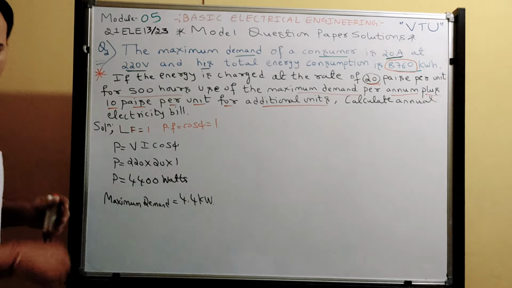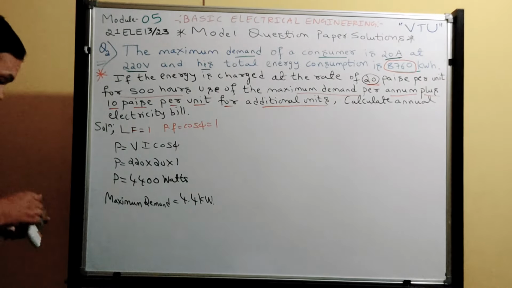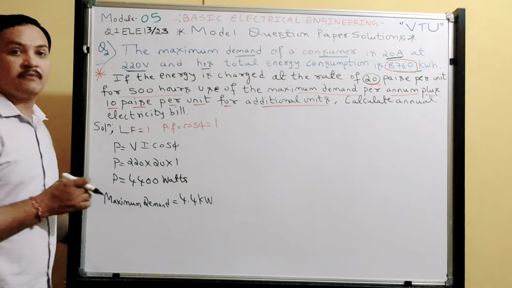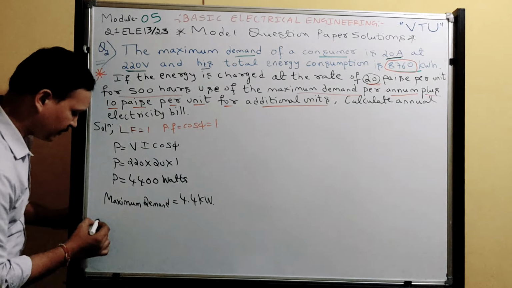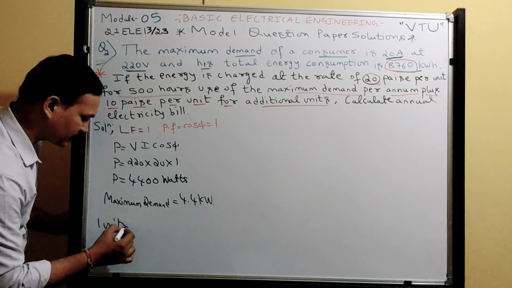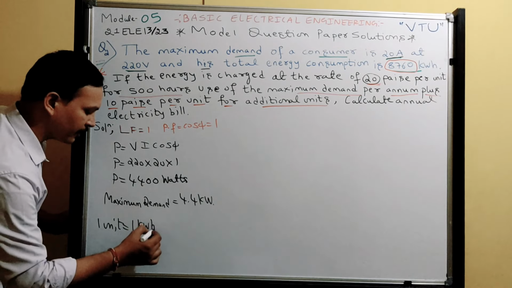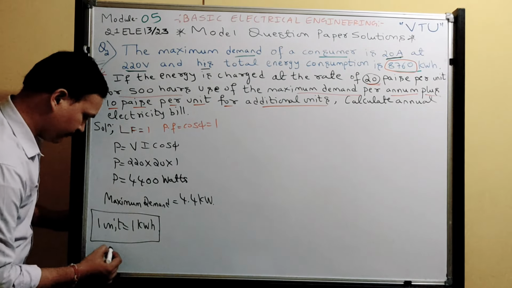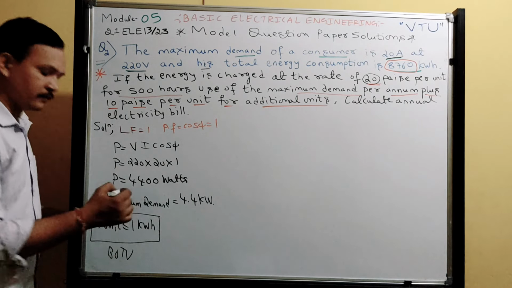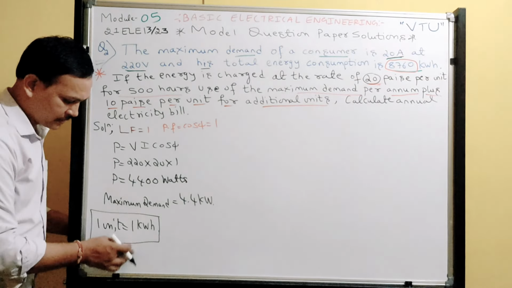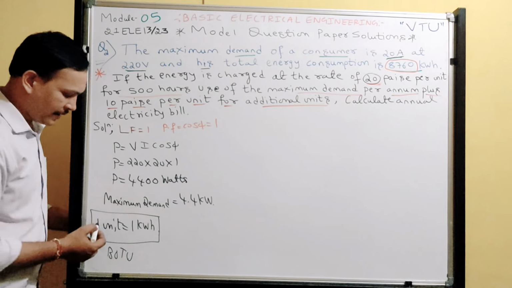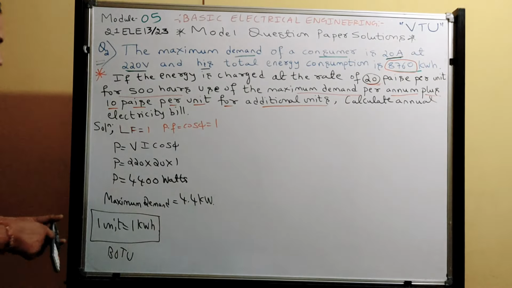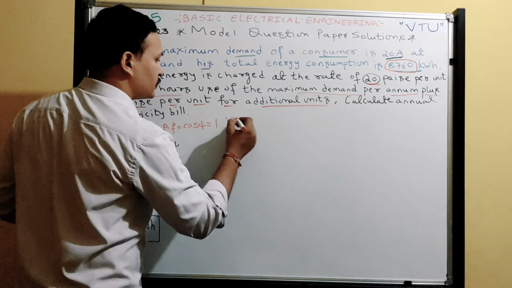So therefore you can write the number of units consumed for these many hours. Keep in mind, 1 unit is nothing but 1 kilowatt hour. According to the Board of Trade Unit, BOTU, the supply company has used this code. 1 unit is nothing but 1 kilowatt hour.